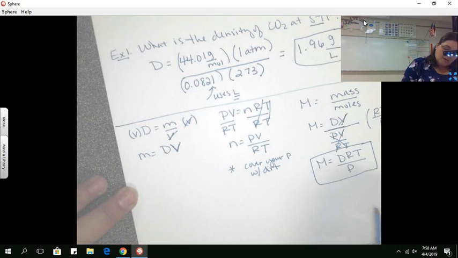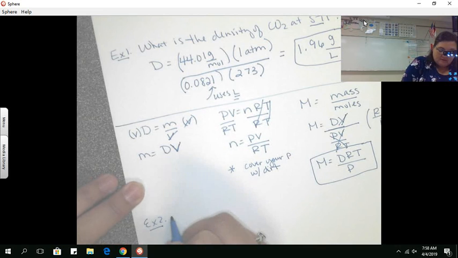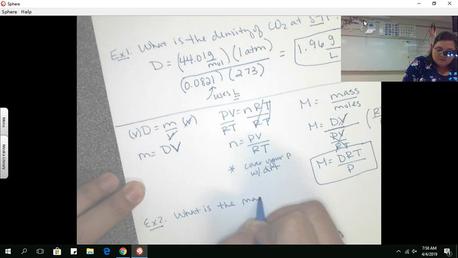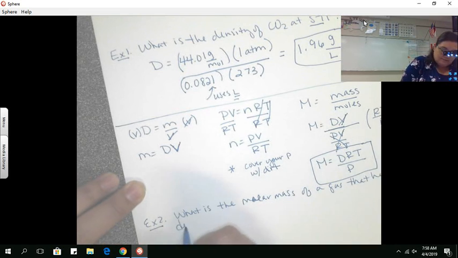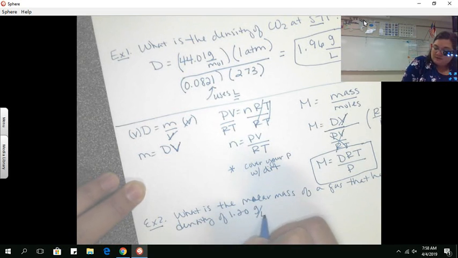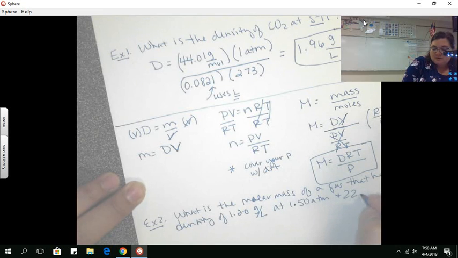Okay, so let's look at a problem. In this one, we're going to find the molar mass. So what is the molar mass of a gas that has a density of 1.20 grams per liter at 1.5 atm and 22 degrees Celsius?